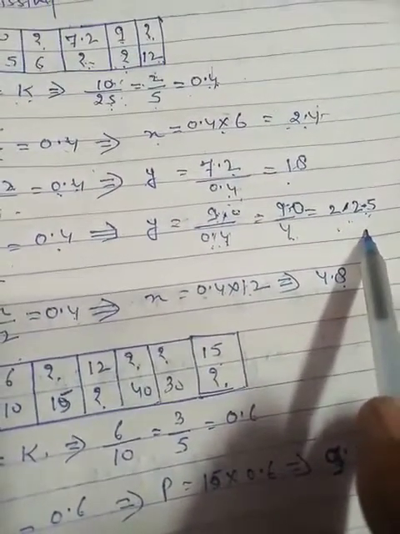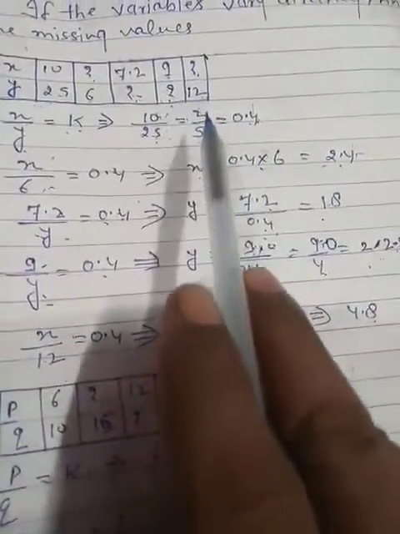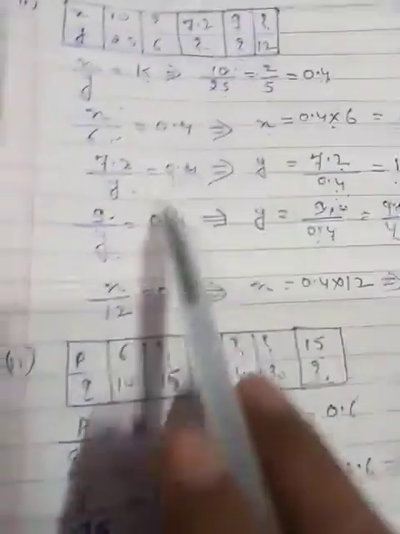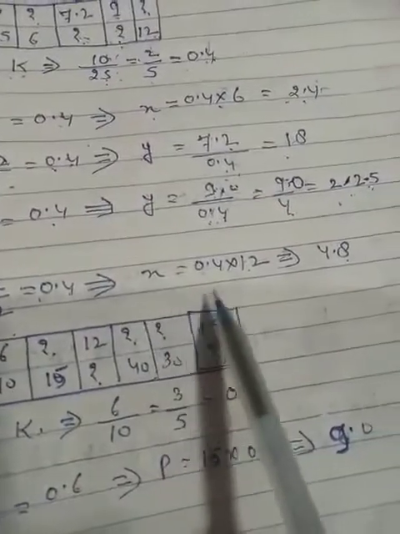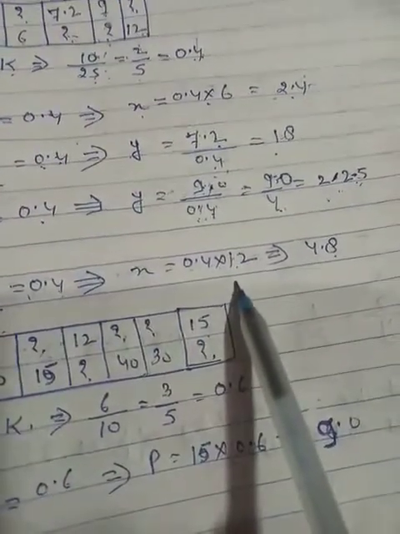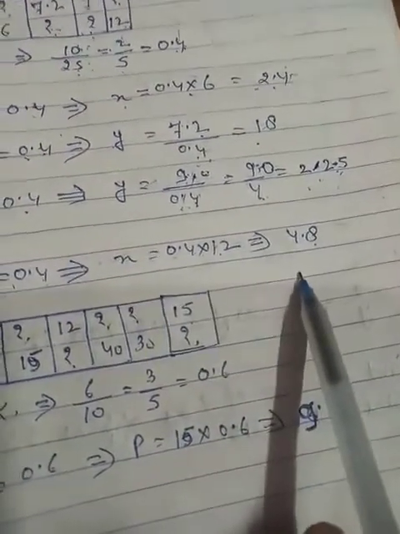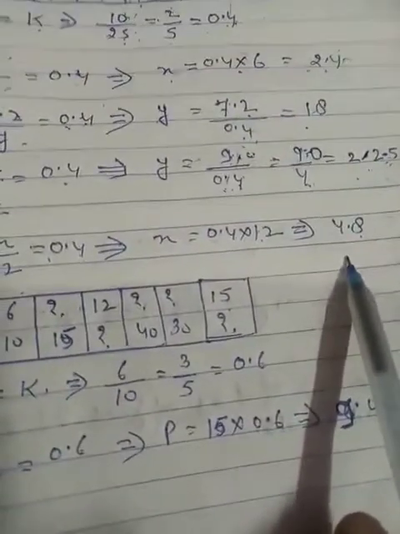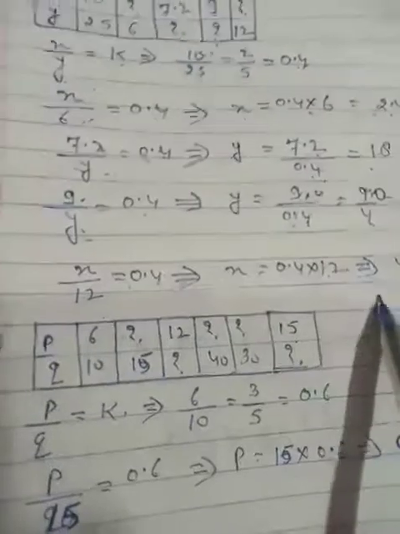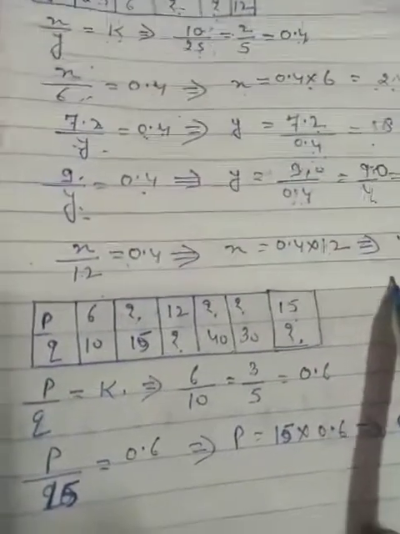This is the answer. Now the last missing number, x is missing: x upon 12, k is equal to 0.4, right, students? 0.4. Now cross multiply, 0.4 into 12 is equal to 4.8. In this way, we can solve all the missing numbers with the help of the given formula x by y is equal to k. Right, students?